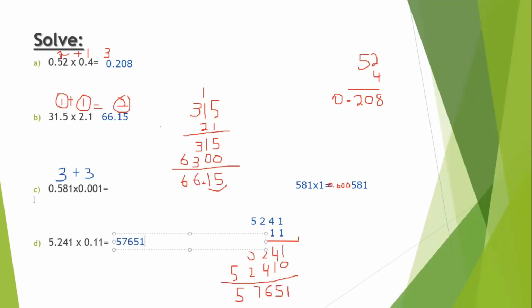Let's return the decimal point. When I return the decimal point, it was here after 3 digits and here after 2. So in the answer, it will be after 5. Let's count 1, 2, 3, 4, 5. So put the decimal point here and 0.